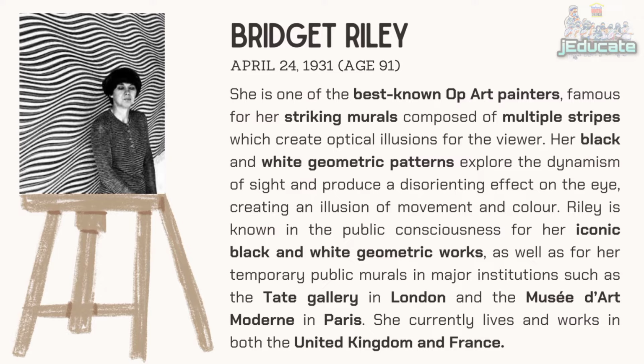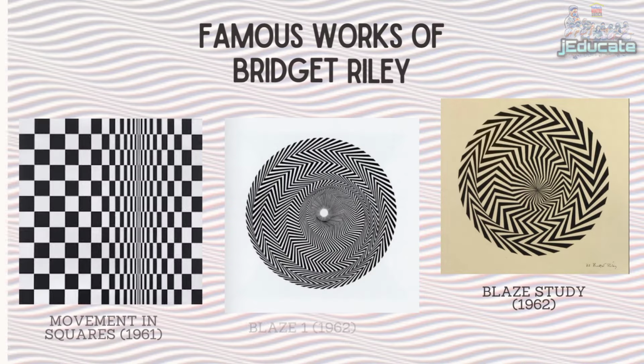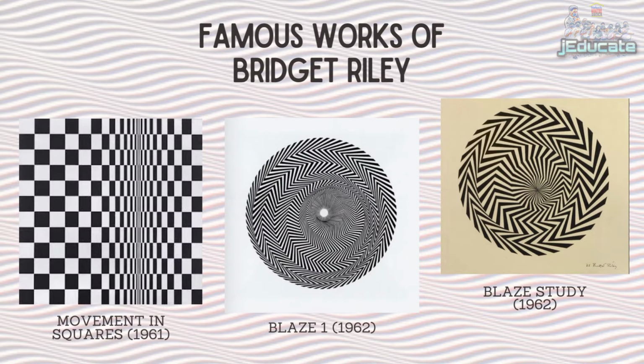Riley is known in the public consciousness for her iconic black and white geometric works, as well as for her temporary public murals in major institutions such as the Tate Gallery in London and Musée d'Art Moderne in Paris. She currently lives and works in both the United Kingdom and France. Famous works of Bridget Riley: Movement in Squares, 1961, Blaze 1, 1962, Blaze Study, 1962.